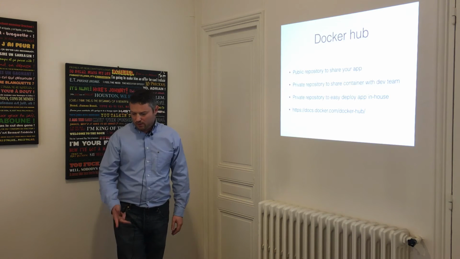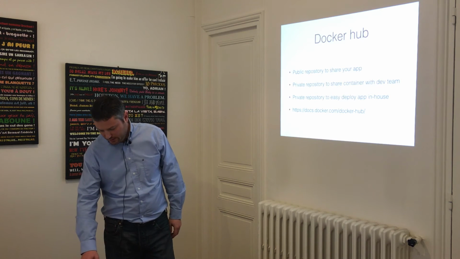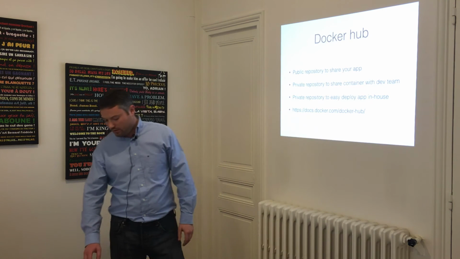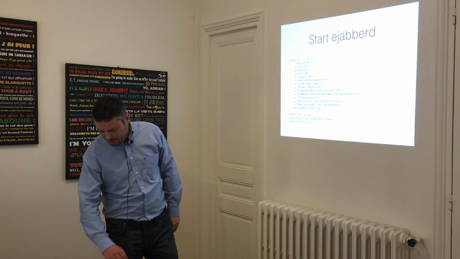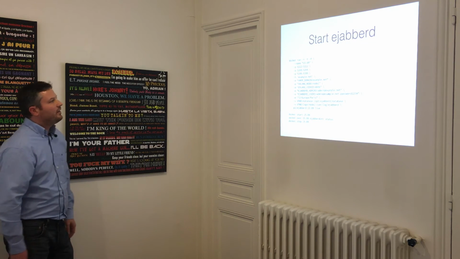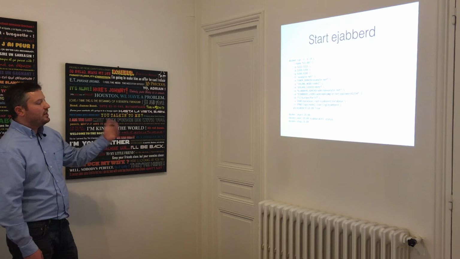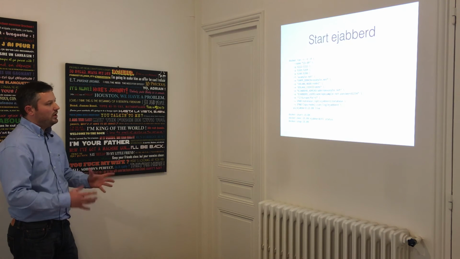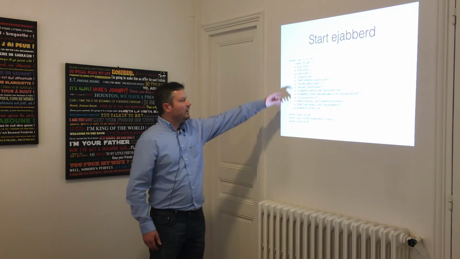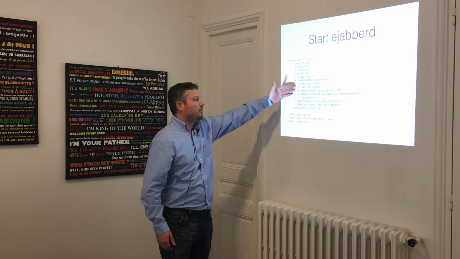So I said you have public, private repositories. All the doc is available online and very clean, very clear. So let's take an example with ejabberd. If we take the actual ejabberd container, we can start it giving some values to start.